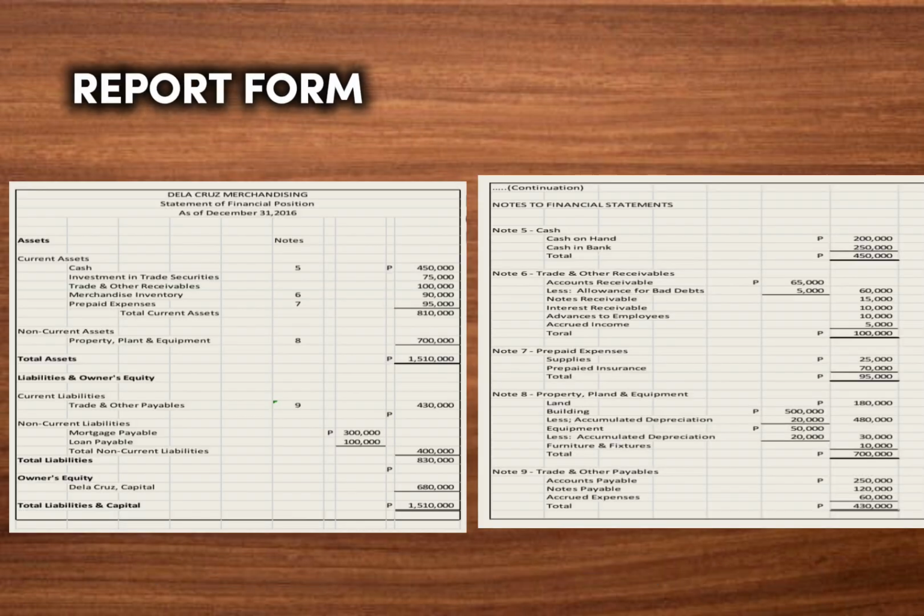For the second format, we have the report form. In here, the balance sheet is presented in a single vertical column. It is often considered easier to read because it flows in a straightforward sequence, because we list down the assets first, second the liabilities, and lastly the owner's equity.